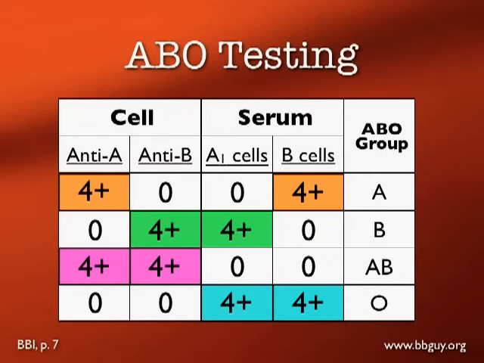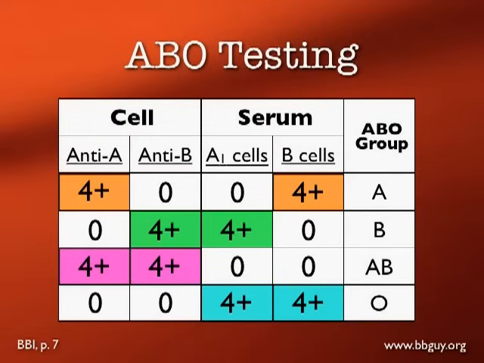So cell grouping or forward grouping basically takes the patient's red cells, or the person you're trying to test, reacts them with reagent anti-A and reagent anti-B, and that tells you whether or not they have either of those antigens on their surface. For the serum testing, the serum grouping, or the reverse grouping as it's commonly known, or back typing is another name that blood bankers call it, you take the patient's serum or plasma and react it against reagent red cells, A1 cells and B cells.